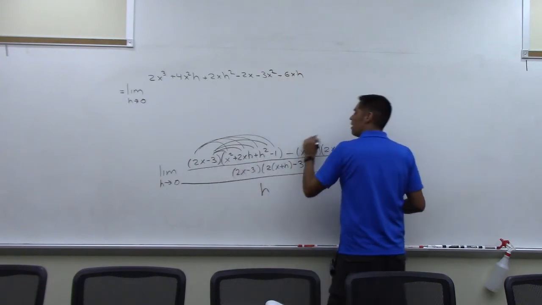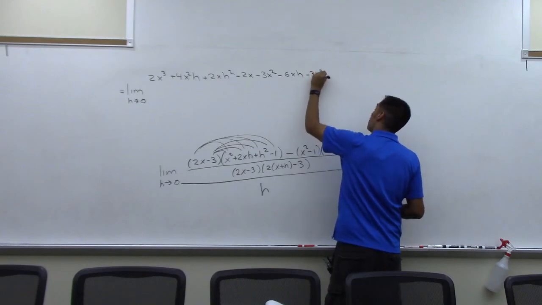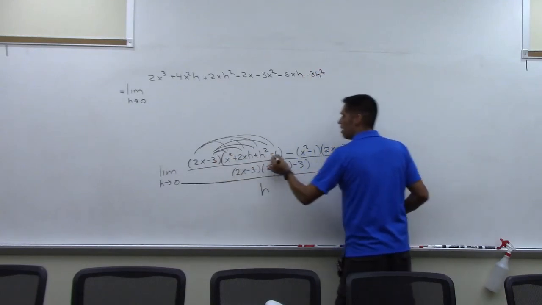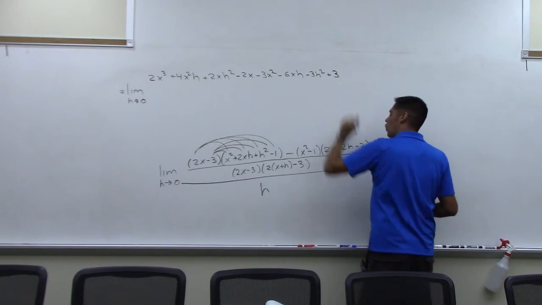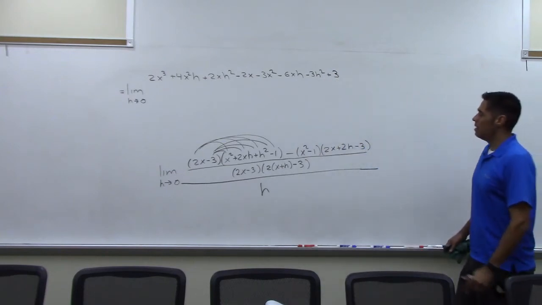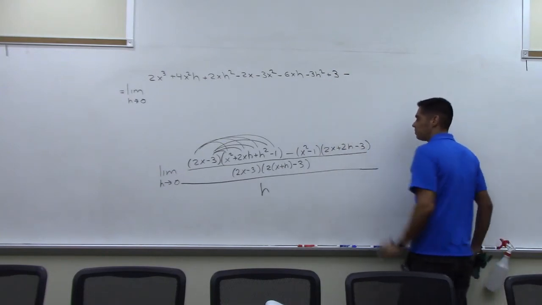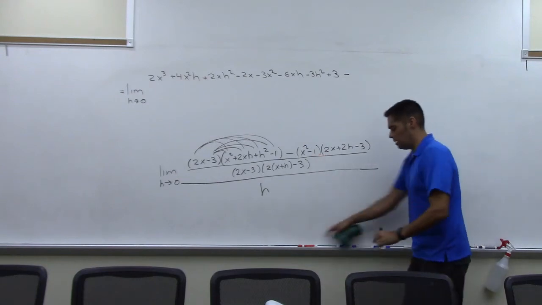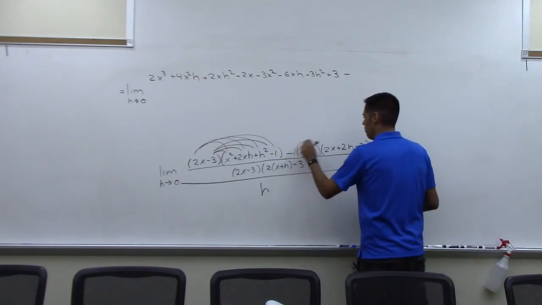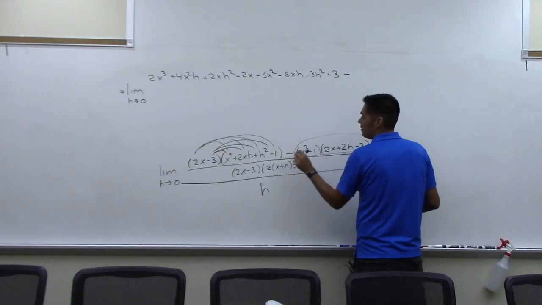-3 times h squared is -3h squared. And -3 times -1 is positive 3. Okay, that's just that one. Then I have minus whatever this turns out to be. So I have to figure out what all of this is and then subtract it.